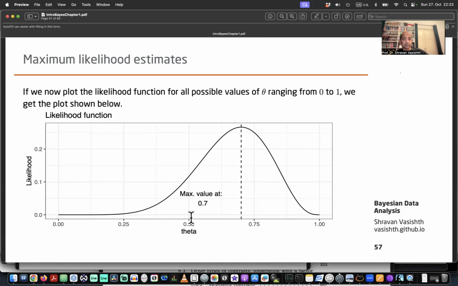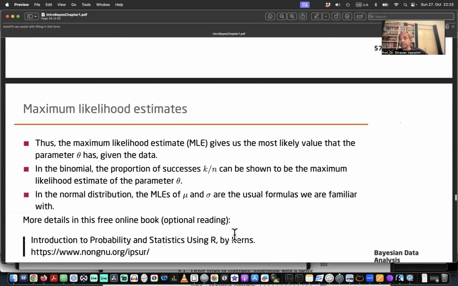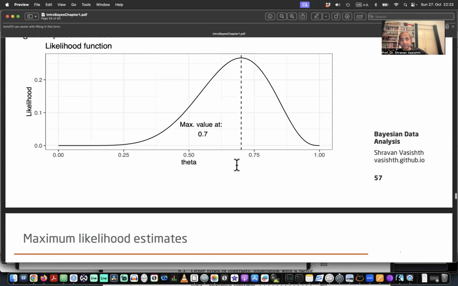Given the data, right? So this function is called the likelihood function. It's not a probability density function because the area under the curve need not sum to 1, but it's just telling you what the most likely value of the parameter is given the data that you have. So that's the meaning of the maximum likelihood estimate, k over n in this case. It's telling you the point on the x-axis where this curve is at a maximum point. Every other value of theta is going to be less likely, right?